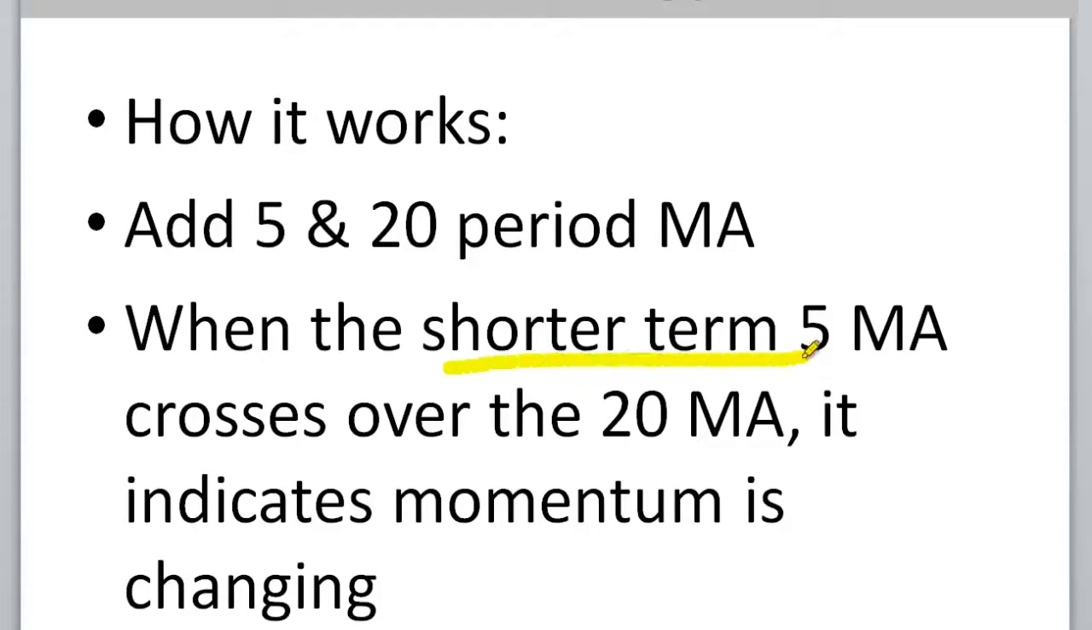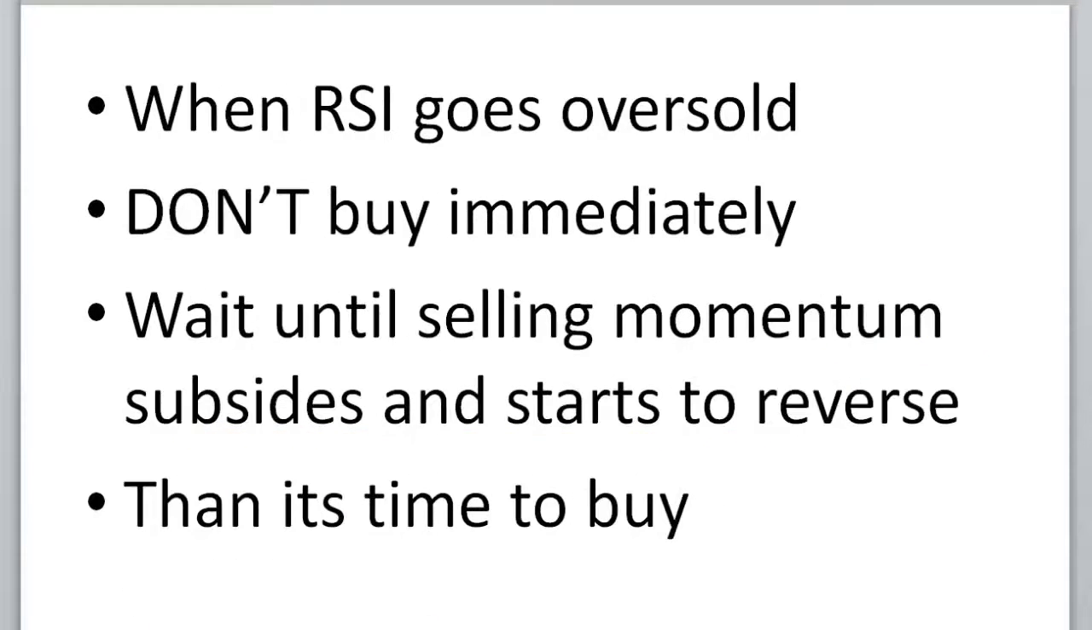So that's the shorter term moving average, and the 20 period one is the longer term one. Remember we said before, we're going to look for when the momentum is turning back in our favor. So when the shorter term 5 period moving average crosses above the 20 moving average, that indicates that the momentum is changing. We're going to be looking to buy things that are oversold, but only when the momentum is coming back into our favor.